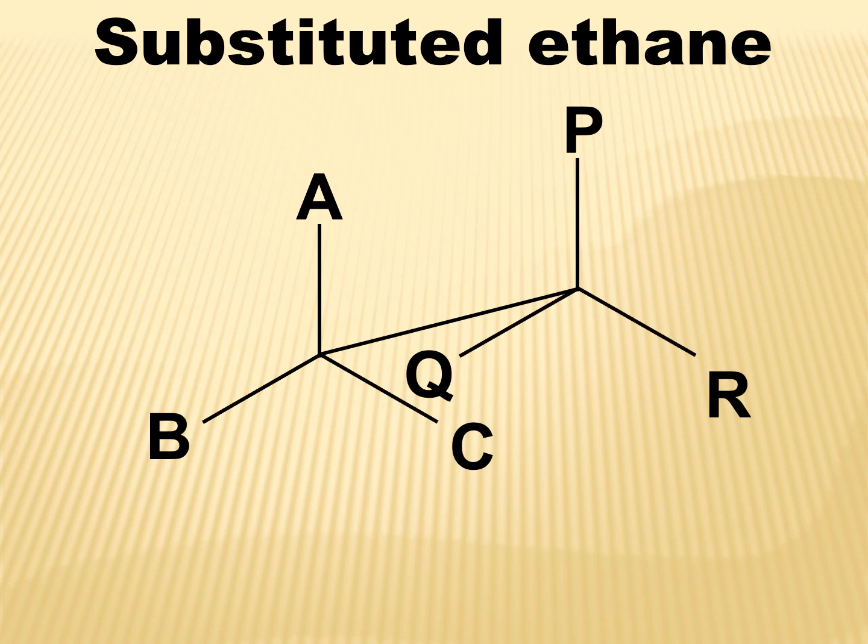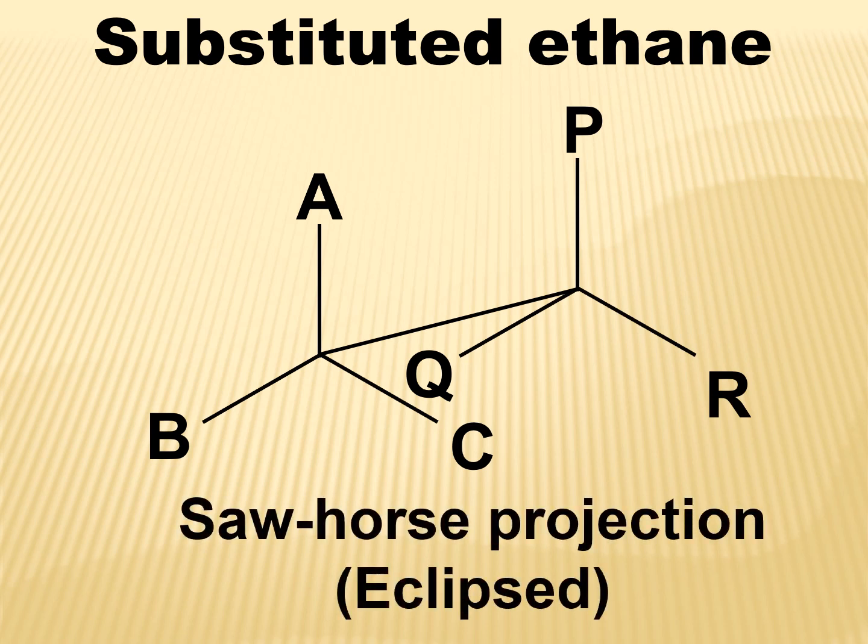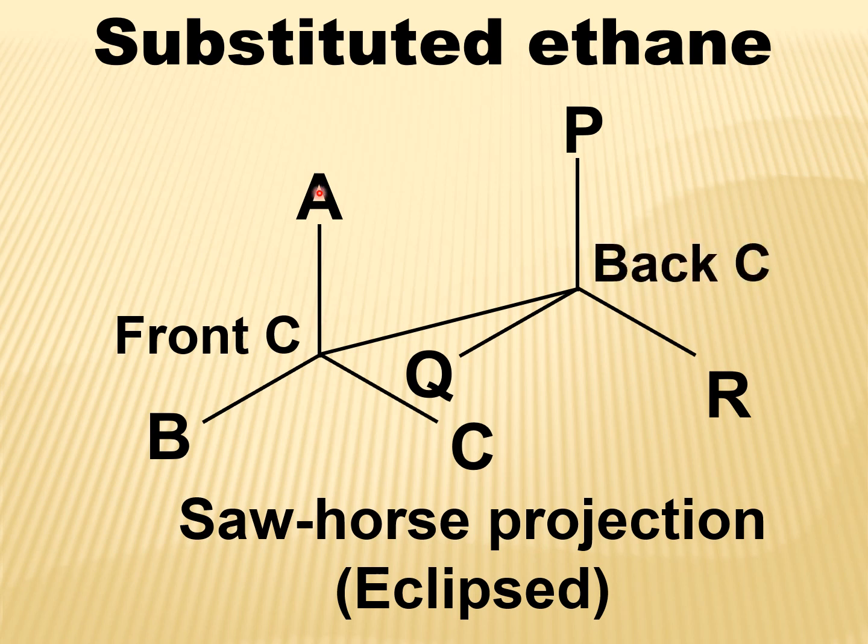So this is the Sawhorse projection for eclipsed substituted ethane. Now you can see this is the front carbon, and this is the back carbon. These groups A and P come one before the other. If you are viewing from this side, P comes behind A, so they are eclipsed. B and Q are eclipsed. C and R are eclipsed. So this is the Sawhorse projection formula for eclipsed substituted ethane.